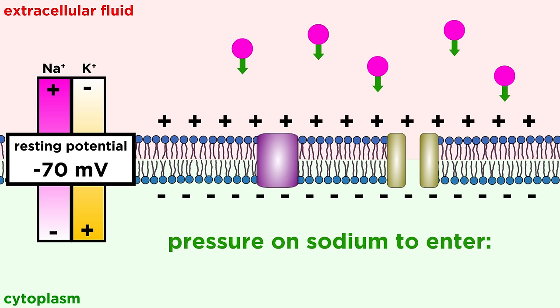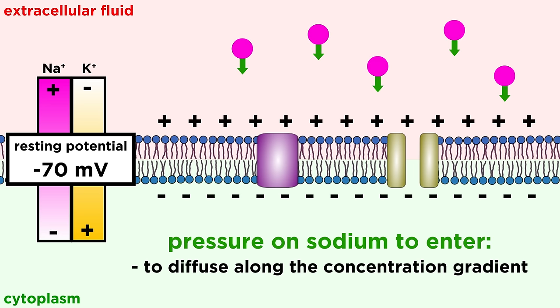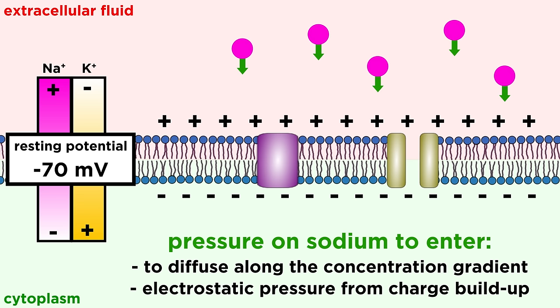This results in significant pressure on sodium ions to enter the neuron due to both the pressure of random motion to follow the concentration gradient, as well as the electrostatic pressure from the negative charge buildup, which attracts the positively charged sodium ions.